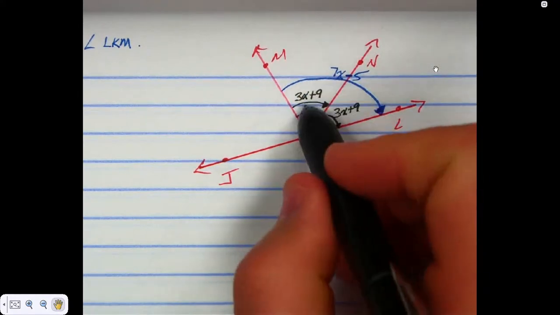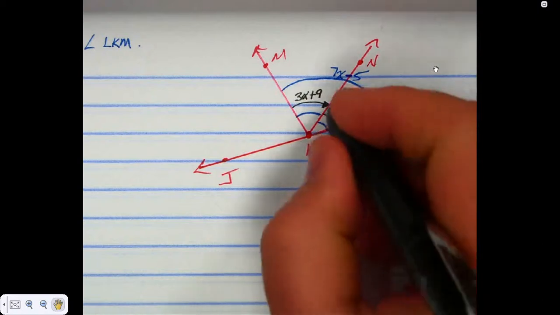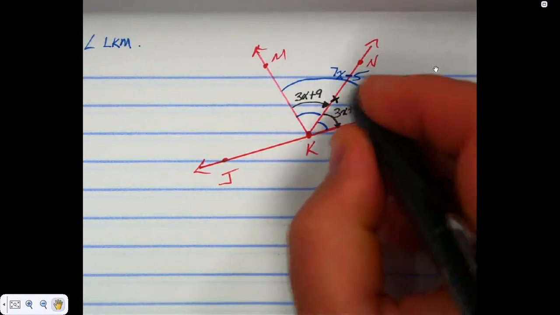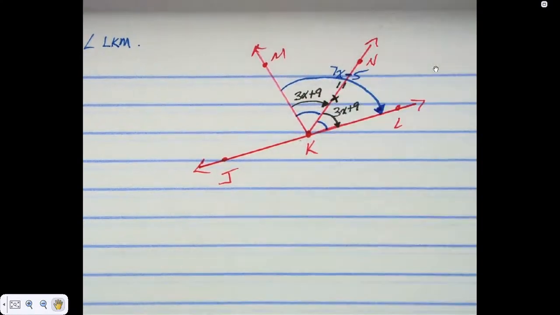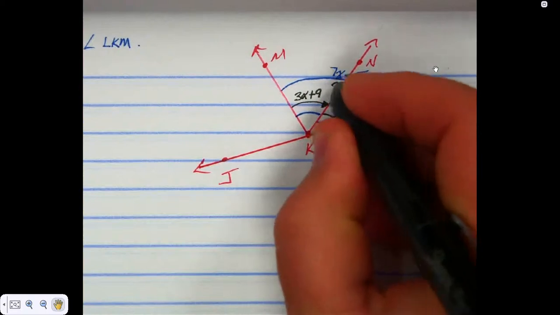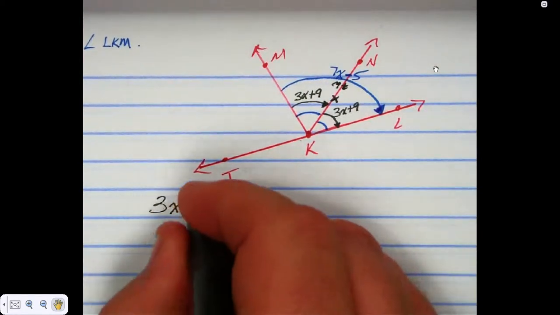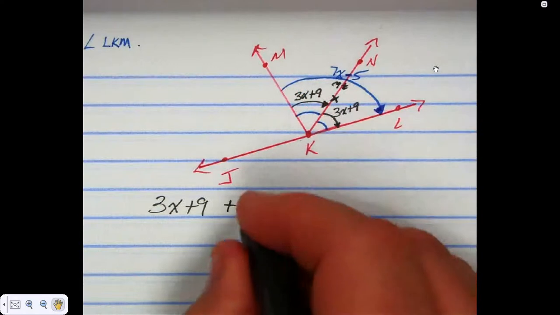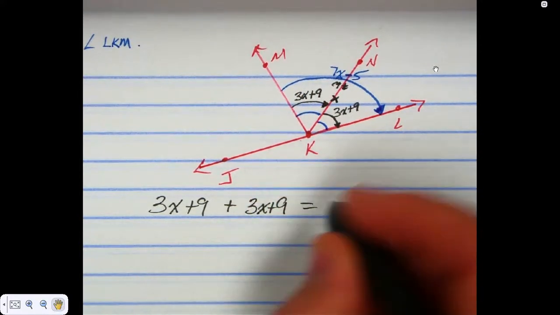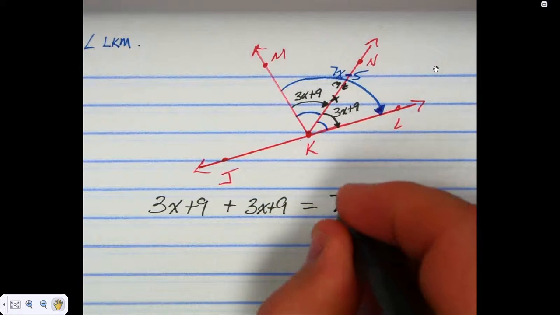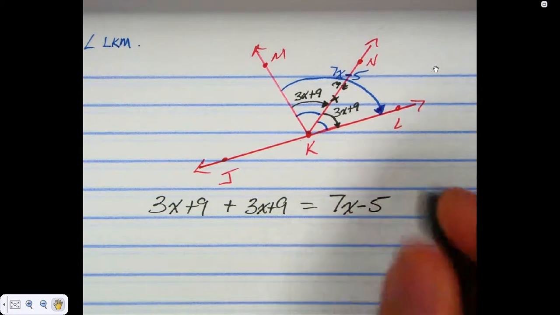Wouldn't these two added together equal the whole thing? Does that make sense? That would be valid; you can't just say things are equal if there's no way of supporting it. So your equation would be that 3x plus 9 plus 3x plus 9 equals what? 7x minus 5.